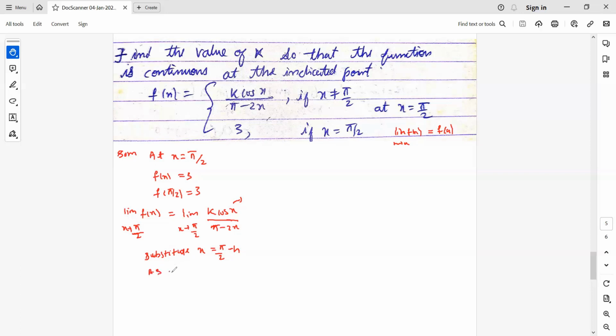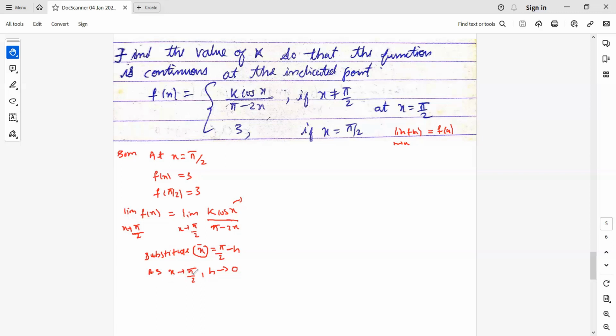As x is tending to pi by 2, in place of x replace it by pi by 2, and see what the value of h will be. Pi by 2 minus pi by 2 gives h equal to 0, so h will tend to 0. When we use the substitution method and replace x with some other letter, the limit will also change.